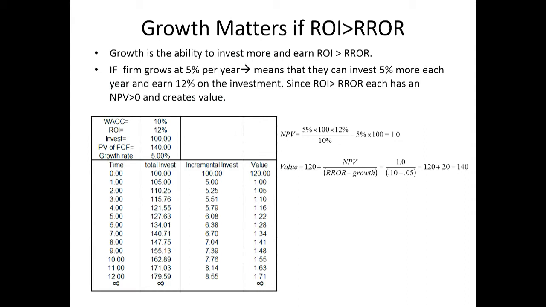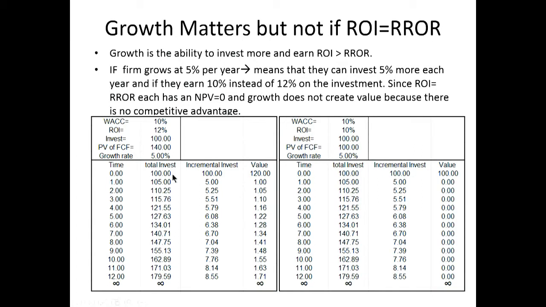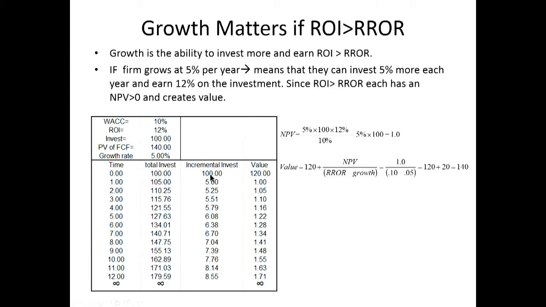Okay, so let's look at what this means. What I did is I started with, let's assume the WACC is 10%, the return on investment is 12%, and the investment is 100. Now we know that if you didn't have any growth, the present value of the free cash flows would be 120. That's exactly what we had before. So at time zero, I invest 100. That's an incremental investment of 100, and the value of that 100 earning 12% a year forever is 120.